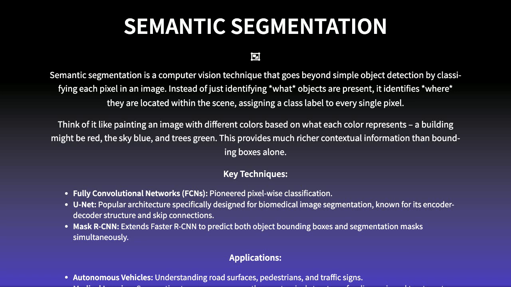We use things like FCN and U-Nets to achieve this, and models like Mask R-CNN can even predict both where objects are and how they're segmented at the same time. You see it in all sorts of applications: self-driving cars understanding the road surface, doctors using it for precise diagnosis in medical scans, or even analyzing satellite images to track changes in land use.